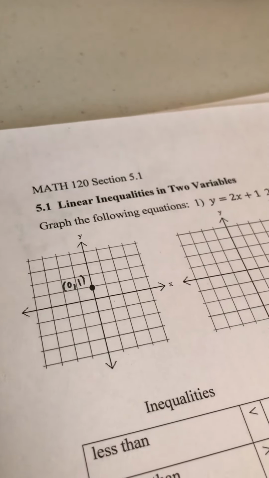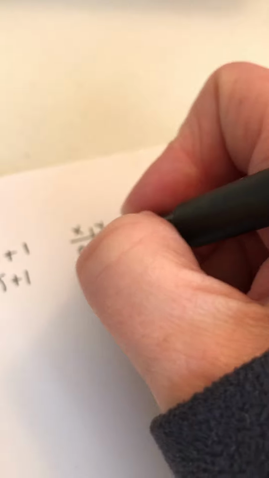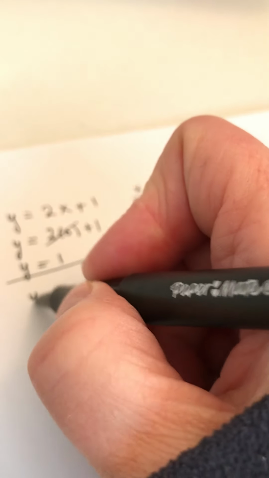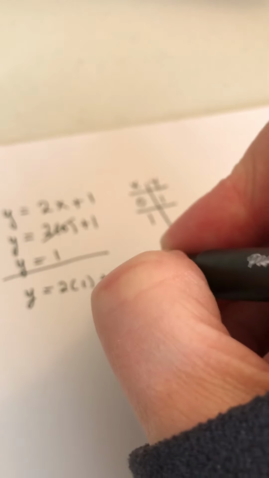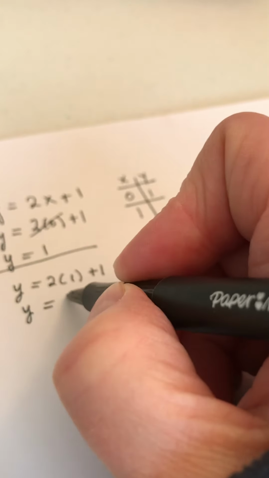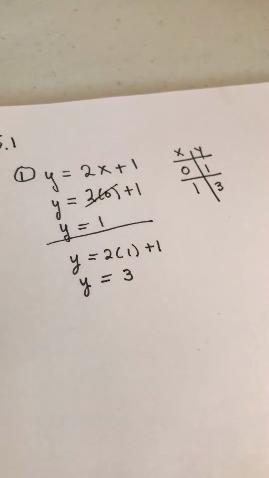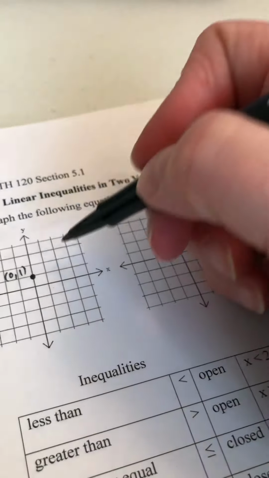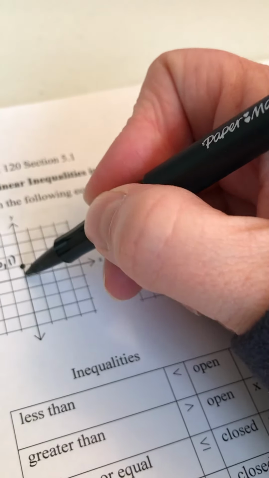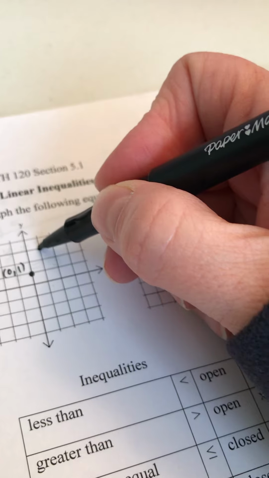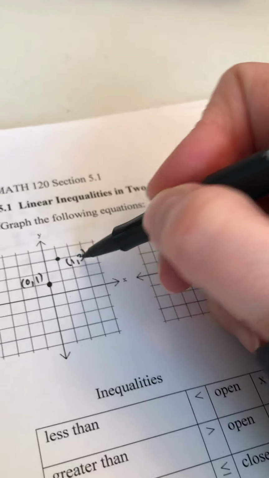Now I need another point to make a line, so let's choose another x value, and you can choose whatever you want. I'm just going to pick 1 because it's simple, and I'm going to plug in x is equal to 1 here. Y equals 2 times 1 plus 1, and that gives you y is equal to 3. 2 times 1 is 2, plus 1 is 3. Now I plot that: 1, 3. I went 1 in the x direction and 1, 2, 3 in the y direction, and I'm labeling this 1, 3.